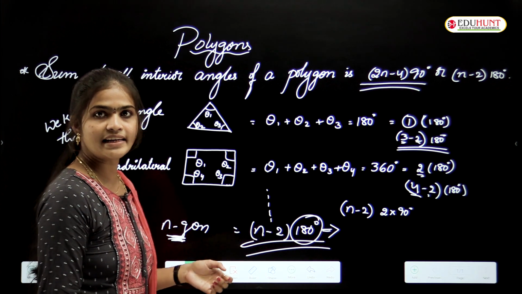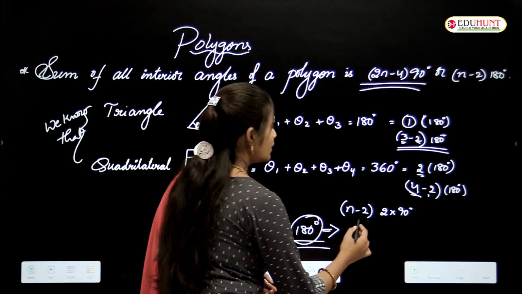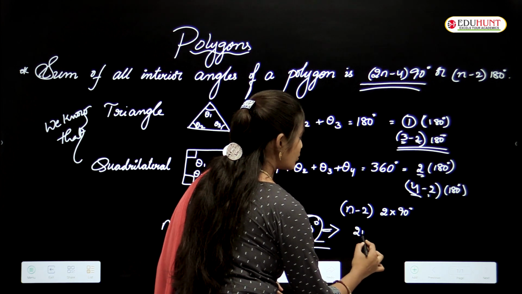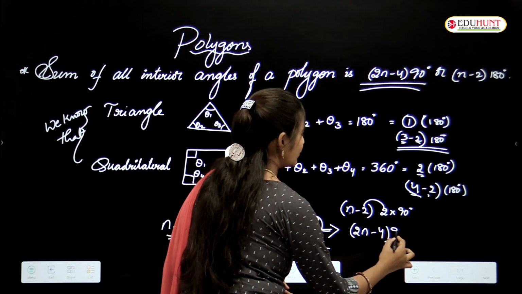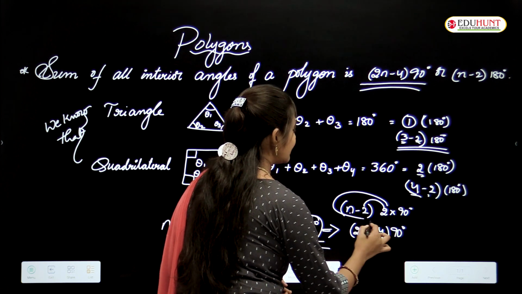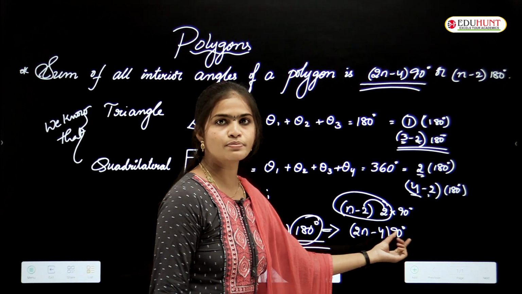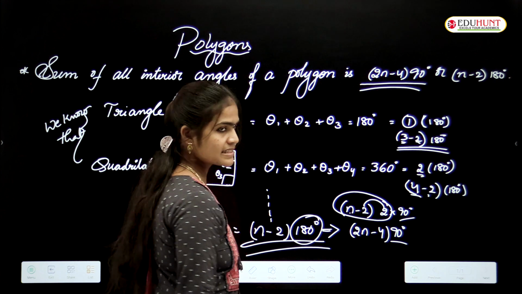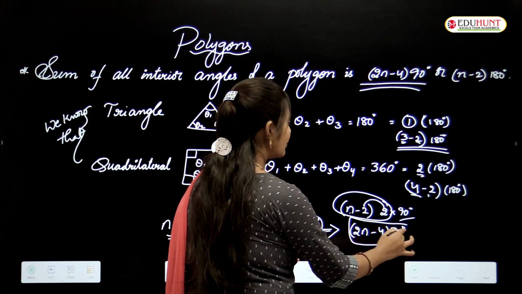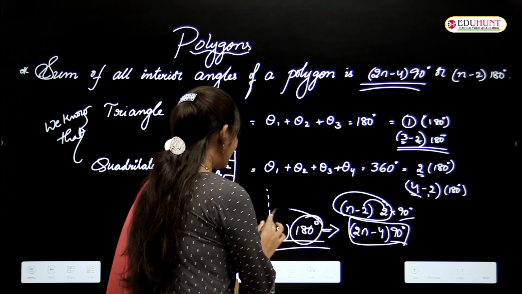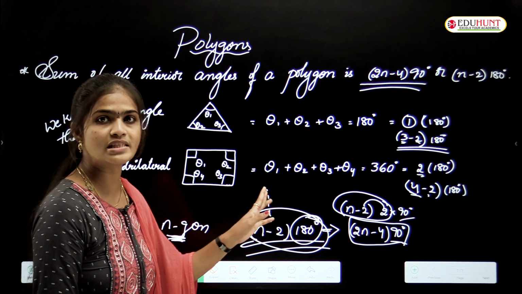Here we can use right angles also. So 2 into 90 degrees is nothing but 180 degrees. So 2 into n is 2n, minus 2 into 2 is 4, into 90 degrees. I just multiplied these two terms, n minus 2 into 2, which is 2n minus 4, into 90 degrees. Is it clear? So here the formula is 2n minus 4 into 90 degrees, or we can write the formula as n minus 2 into 180 degrees.